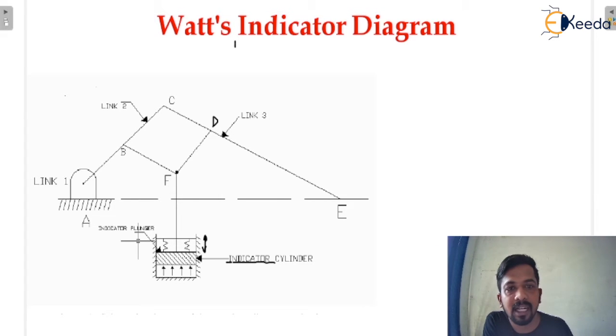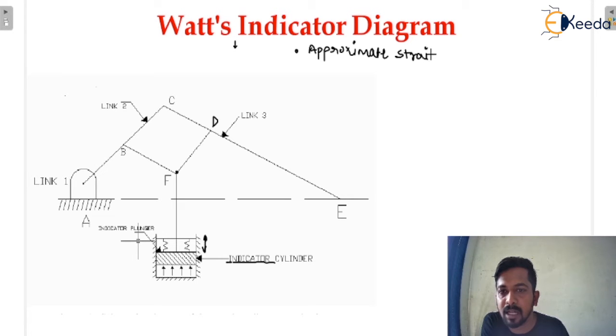So for Watt's indicator diagram, the first point is there is an approximate straight line. So I can say that this is an approximate straight line mechanism. As you see the questions in the examinations, they will ask you whether Watt's indicator diagram is an approximate straight line or exact straight line motion. So you must remember that this is an approximate straight line mechanism.